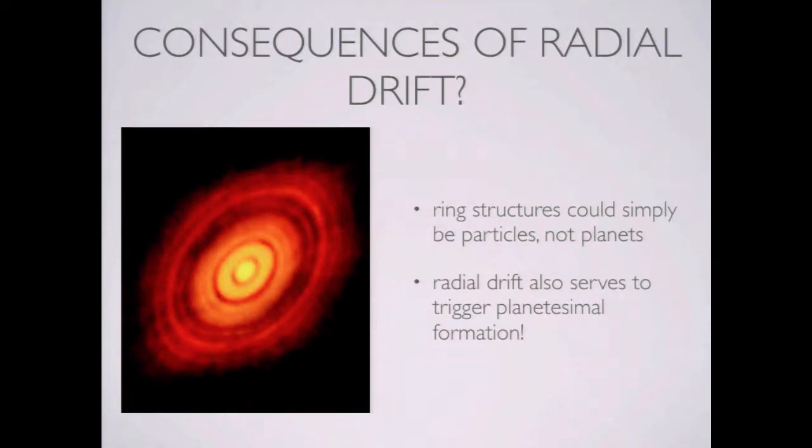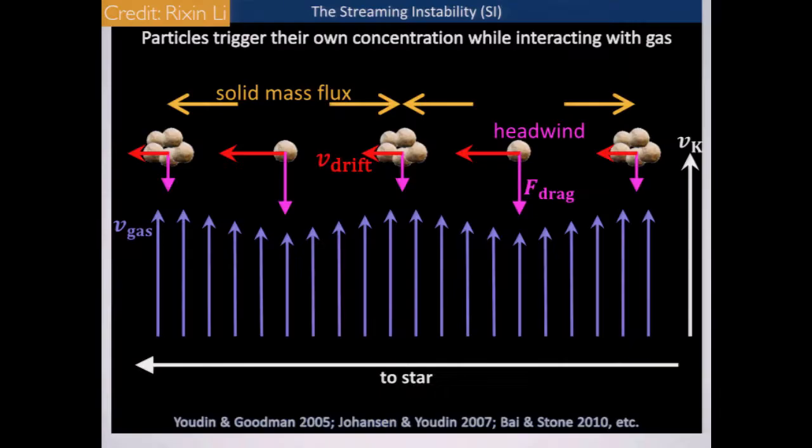Okay, so that's the first part, trying to solve the very earliest stages of planet formation, how we get from these micron-sized ISM grains into maybe centimeter, millimeter-sized bodies. But the other thing that's really cool about radial drift is it gives us a natural way to explain the formation of planetesimals, and that's through something called the streaming instability.